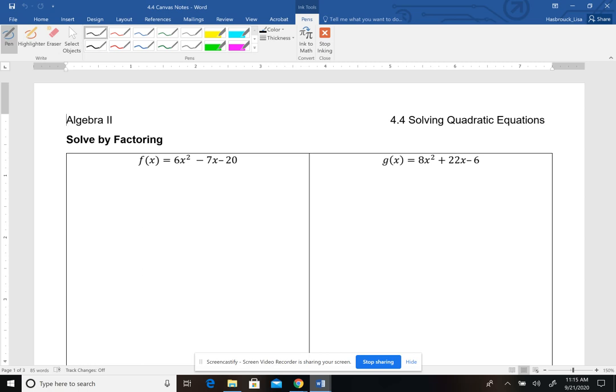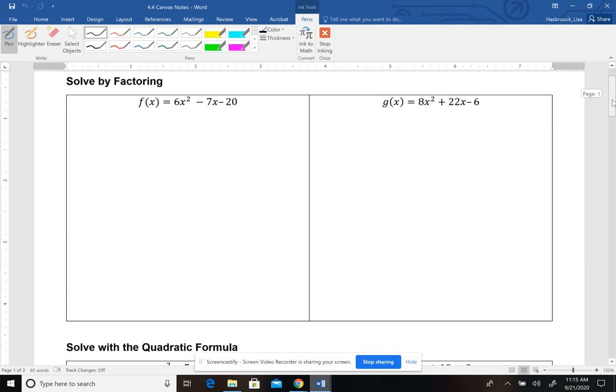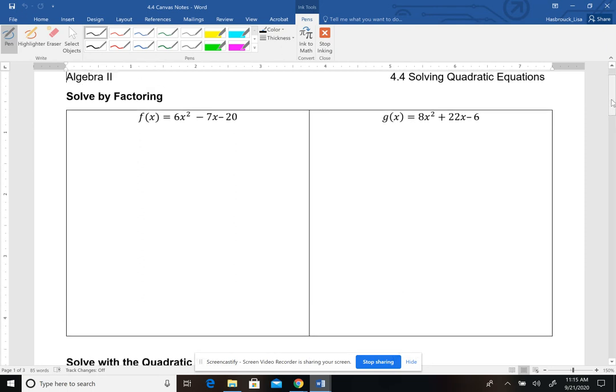Hello, students. Today we're going to go over the 4.4 notes in Algebra 2, solving quadratic equations. There are various methods you can use to solve quadratic equations. We're going to start by going over solving by factoring. So when you're solving by factoring, you first make it equal to 0.